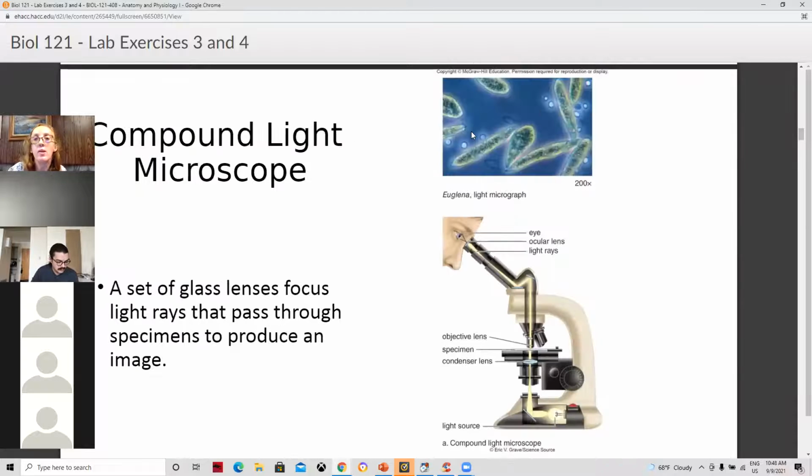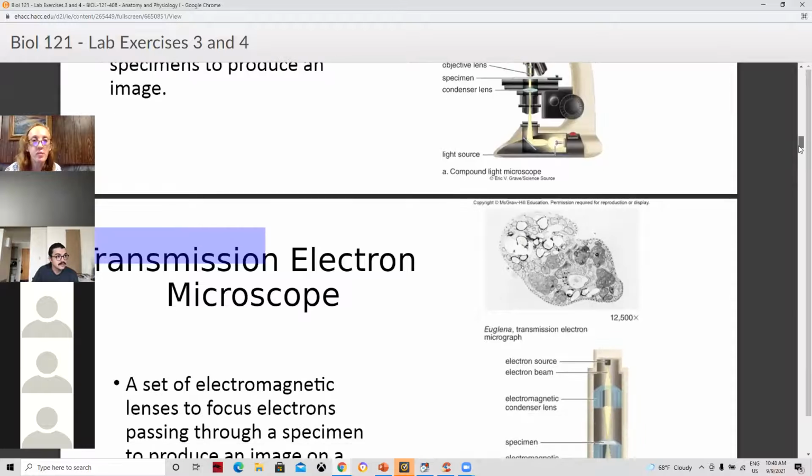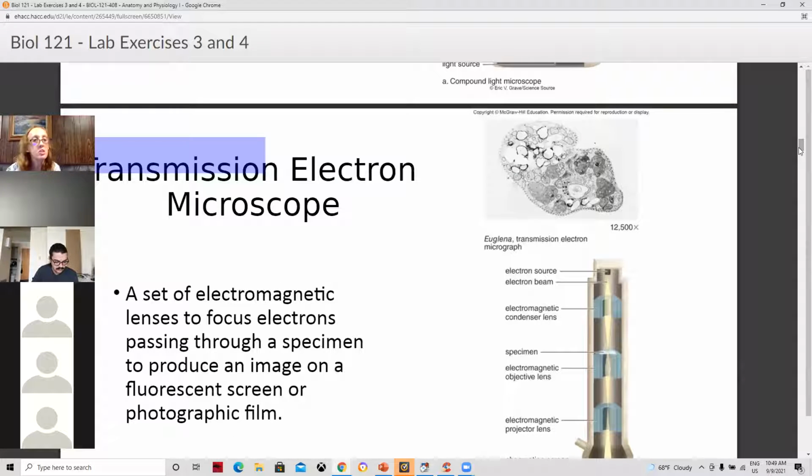So moving forward, a compound light microscope uses lenses to focus the light wavelengths onto a specimen. We have a transmission electron microscope that uses electromagnetic field lenses to focus electron wavelengths. Just like using magnets, these are lenses that are magnets that can create a magnetic field that focus the wavelengths of electrons.